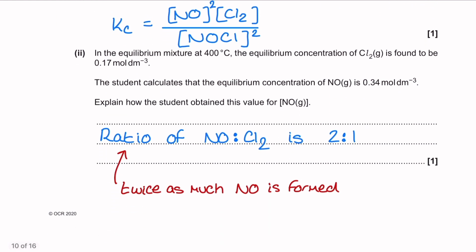In the equilibrium mixture at 400 degrees C, the equilibrium concentration of the chlorine is found to be 0.17 mole per decimeter cubed. The student calculates that the equilibrium concentration of nitrogen monoxide, the other product, is 0.34 mole per decimeter cubed, and that's clearly double of the 0.17. Explain how the student obtained this value for the nitrogen monoxide concentration. And it's because the ratio between the two in the equation is 2 to 1. So they're both being formed, and since they're both starting off from 0, and the relationship between the two of them is 2 to 1 by the balanced reaction equation ratio, I'm going to deduce that the nitrogen monoxide concentration at equilibrium is going to be double that of the chlorine.